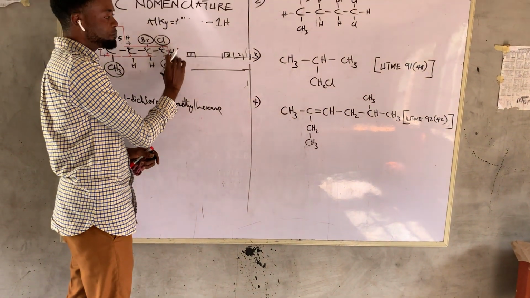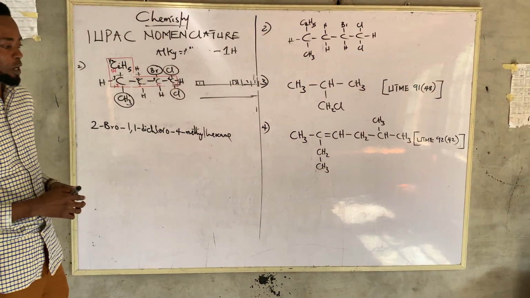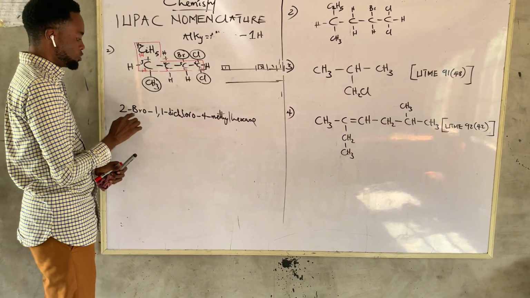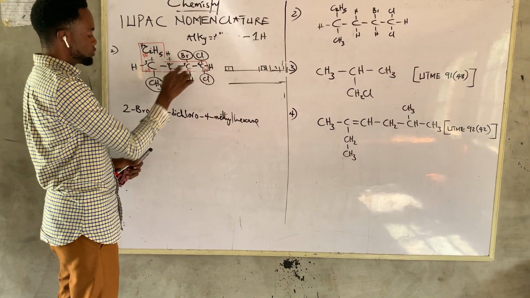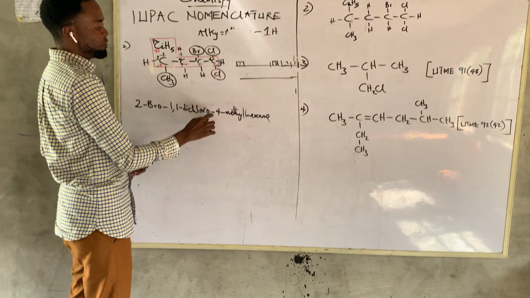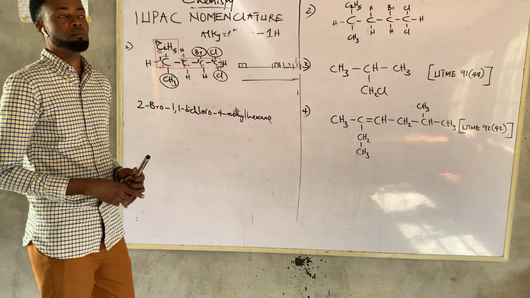So you number from this end of the street instead of this end of the street. That is exactly what we are talking about. Since we are numbering from here, we follow our number. So 2-bromo, that is bromine, is on carbon 2. Then we have 1,1-dichloro, 4-methyl hexane. So this is the name.